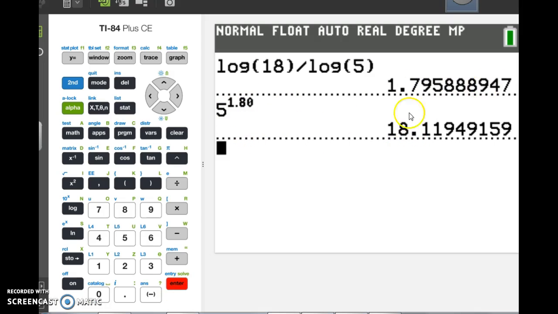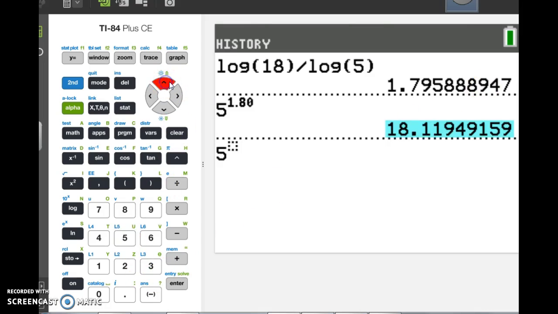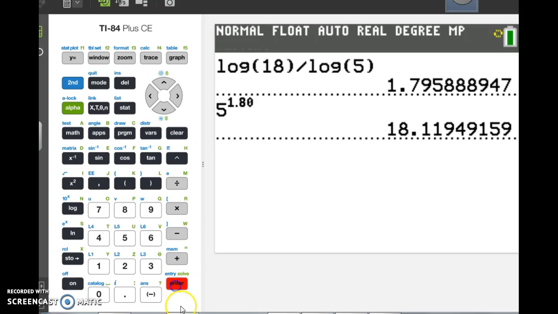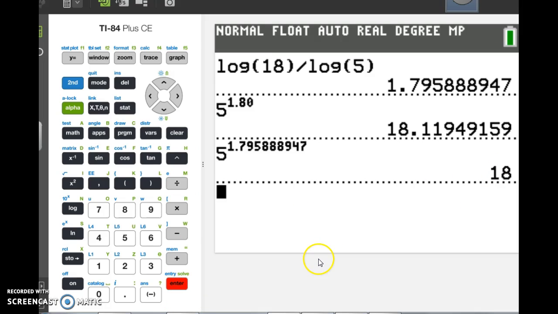If I had raised it to this actual number, 5 raised to the actual number before I rounded it, enter, I do get 18. So you can see there, because I rounded it, it's going to be a little bit off, but you can see that 5 raised to the 1.795888947 is actually equal to 18.